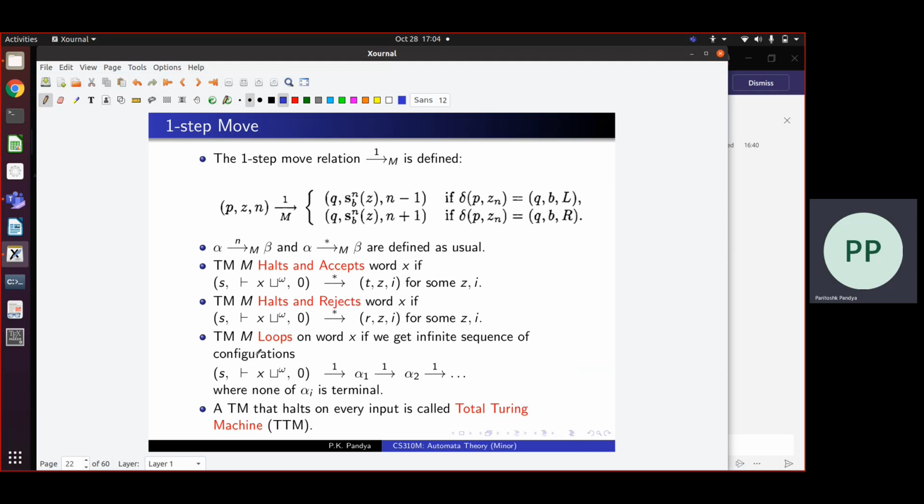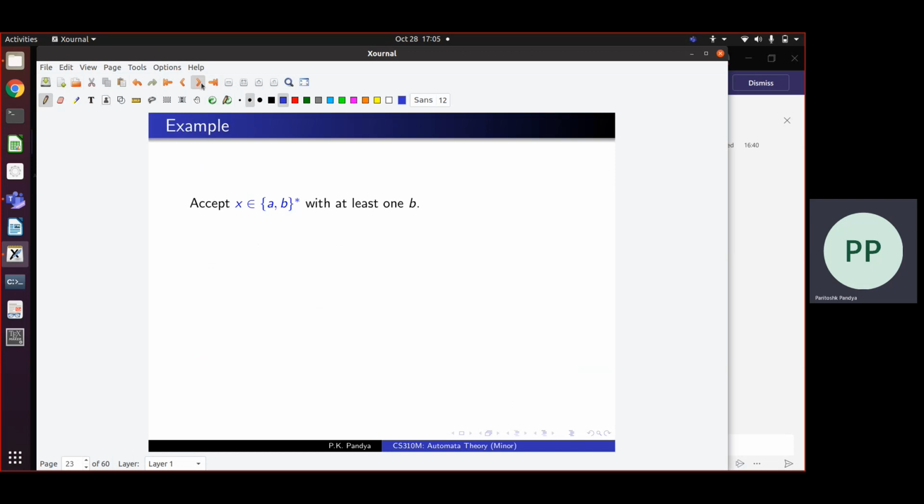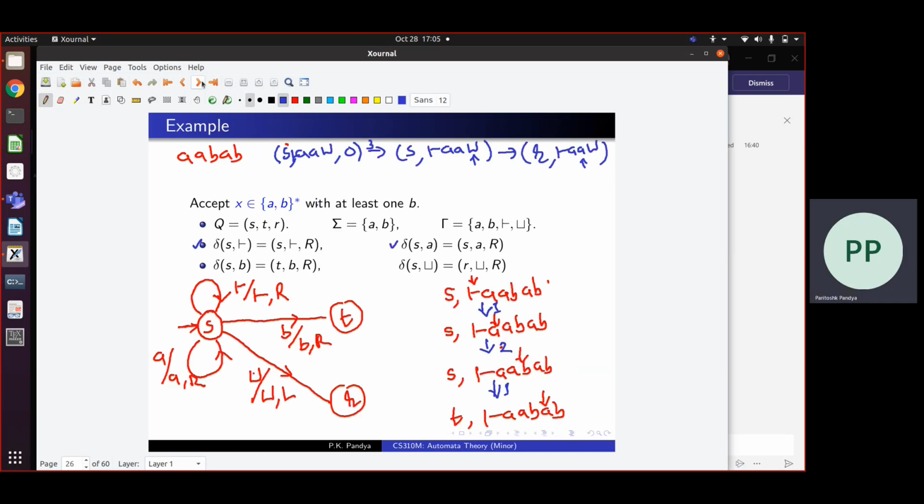And this idea of total Turing machines is nowadays called algorithms. All this Turing machine theory was defined much before modern computers or modern programming languages came about, and it has influenced the design of today's computers and programming languages by having ideas like algorithms versus programs. Programs may not terminate, algorithms must terminate for every input, and then they may accept or reject the word.